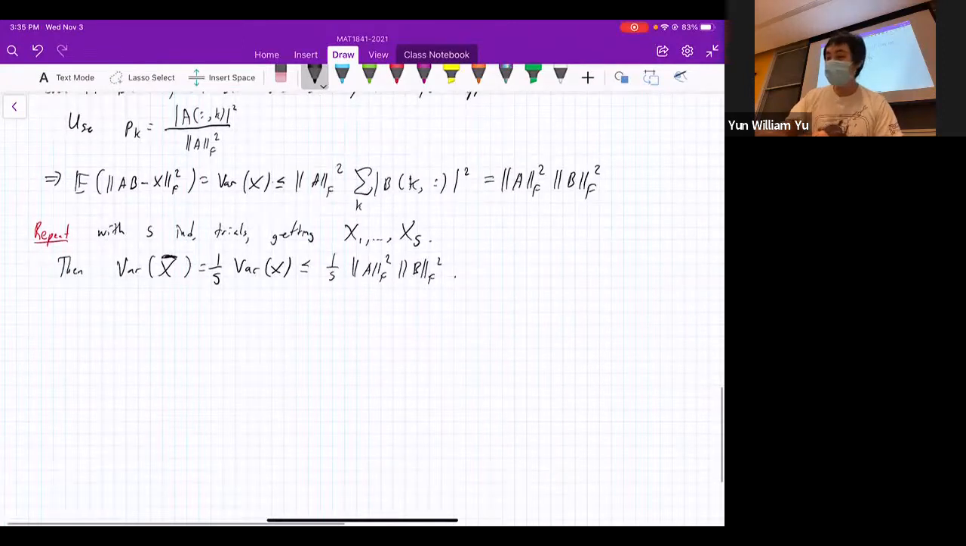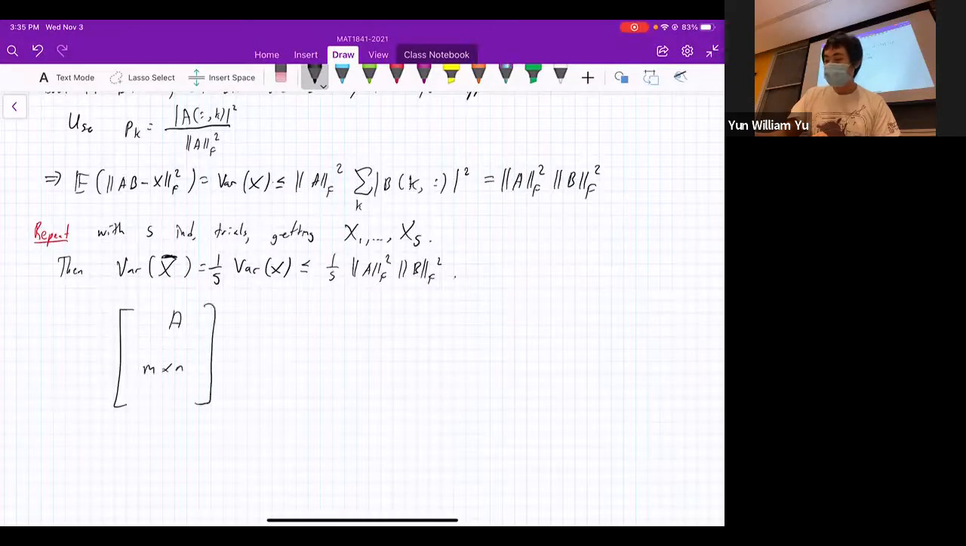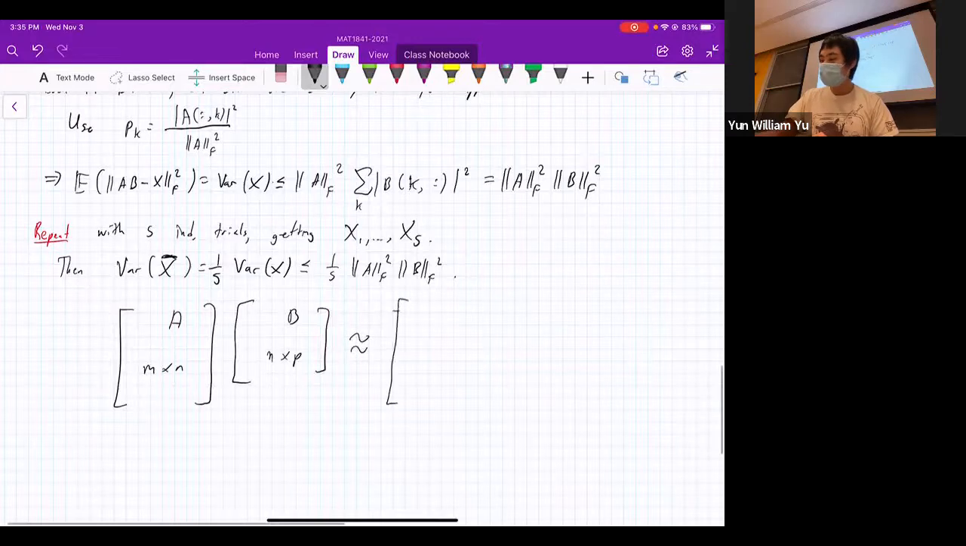So when we draw this out, that looks something like, we have A, which is an m by n matrix, and we have, say, B, which is an n by p matrix. And that's approximately equal to some other thing, C, which is scaled sampled columns of A, times the corresponding scaled rows of B.